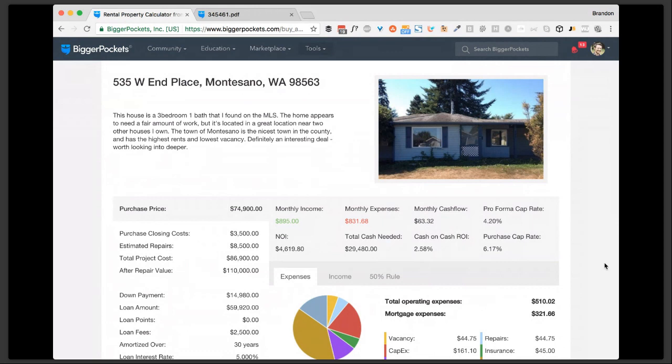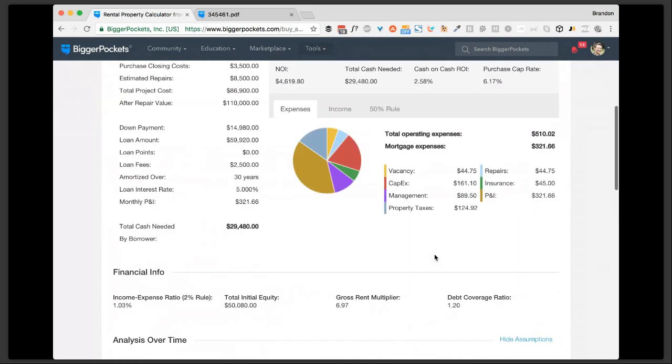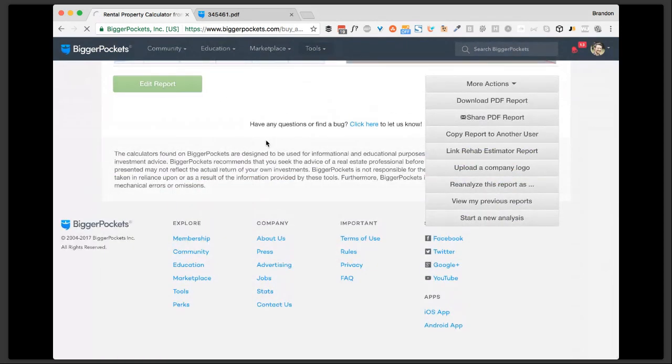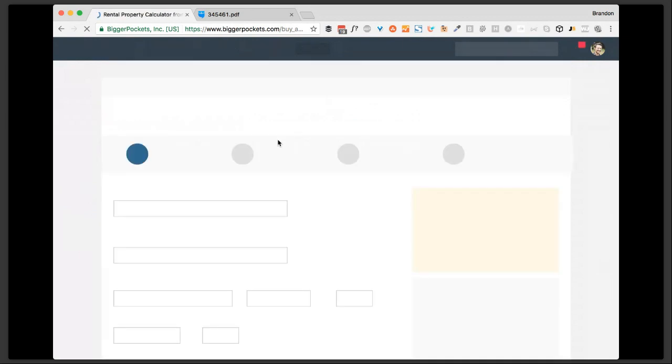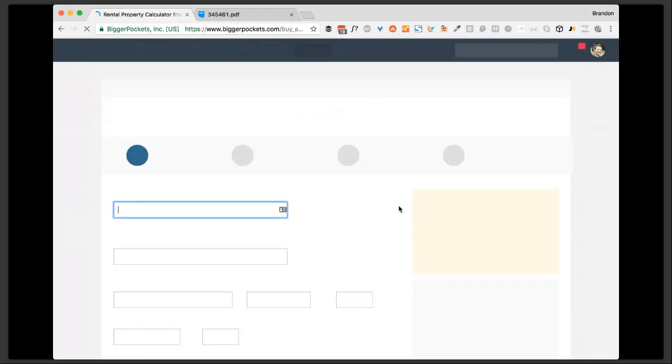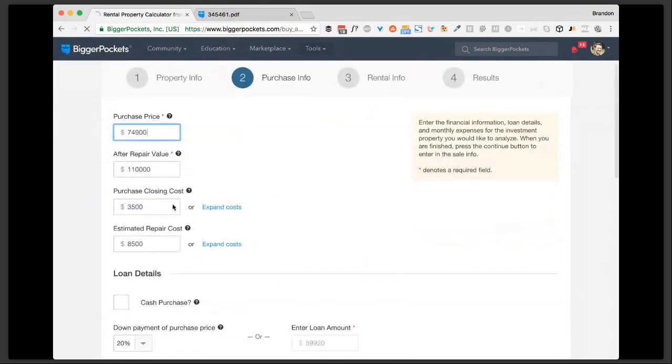In other words, I would not buy this deal based on these numbers. If I want a 12% cash on cash return, I would not buy it based on these numbers. But guess what? In under a minute, I can go back and reanalyze this report. If you're doing it by hand, you've got to spend another 30 minutes on it. But I'm going to do it here. And in under a minute, I'm just going to go ahead and change the numbers a little bit.